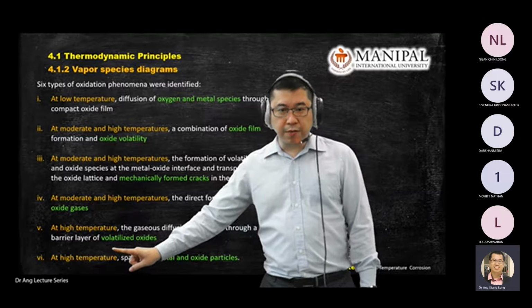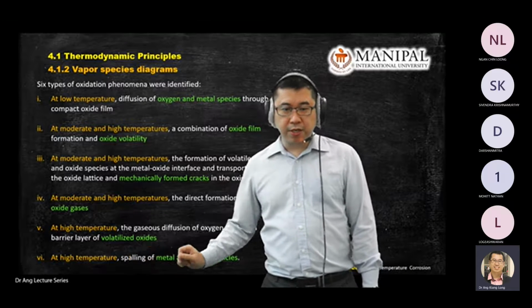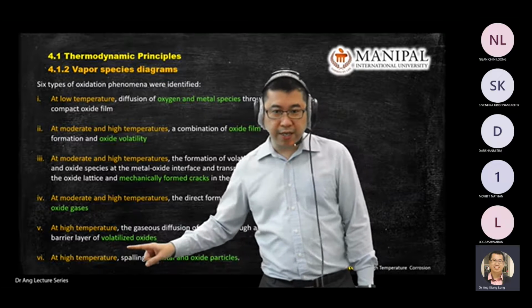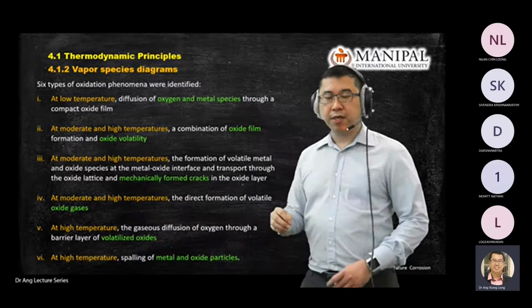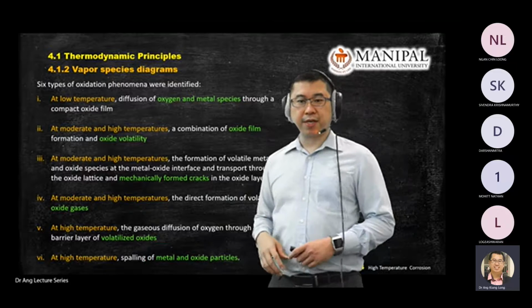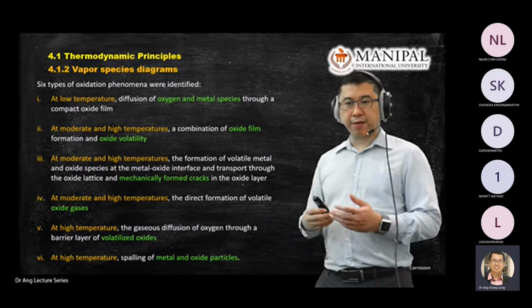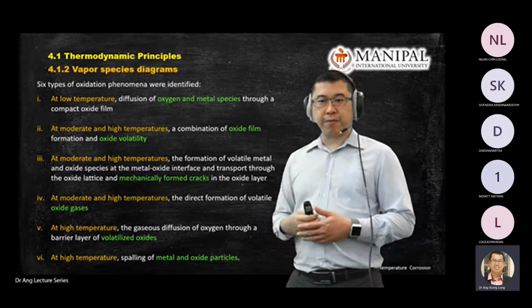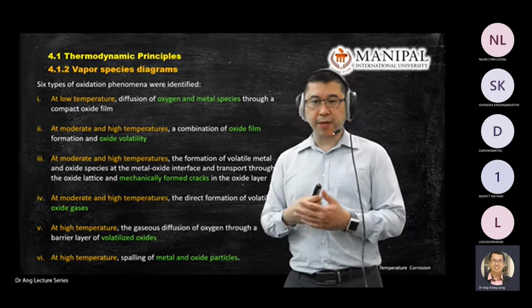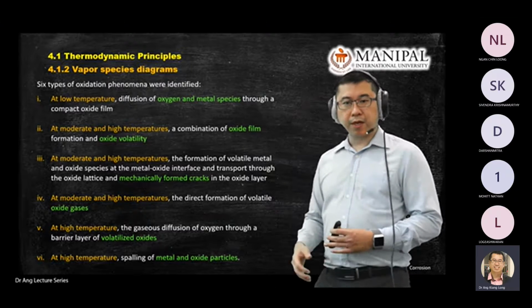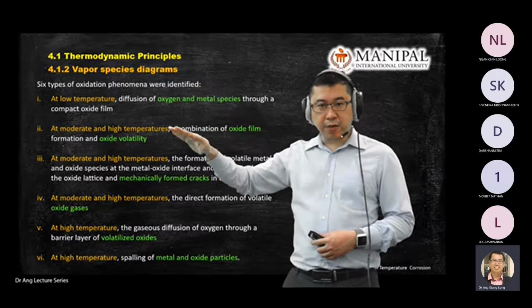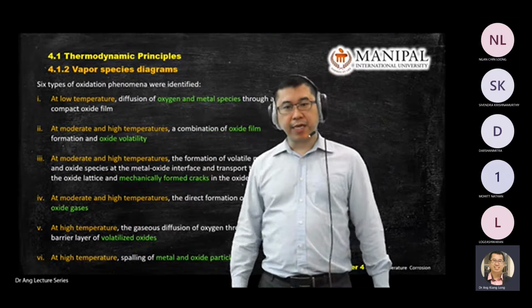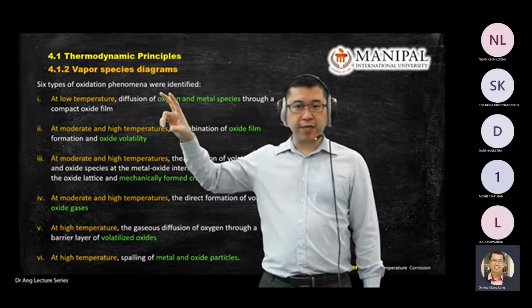The textbook uses the term volatilization. Volatilized oxide means very high energy oxide, and they can go away from the surface of the metals. So these are the oxidation phenomena that you can try to visualize.